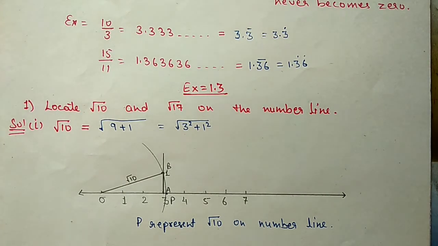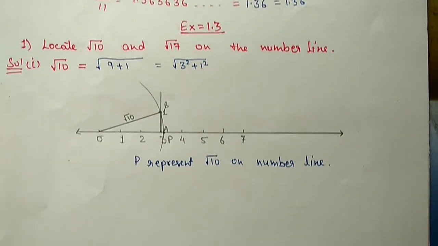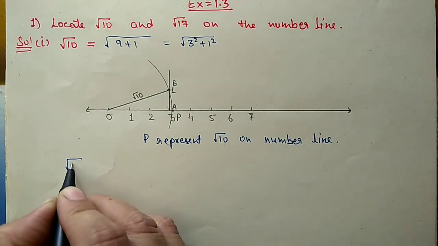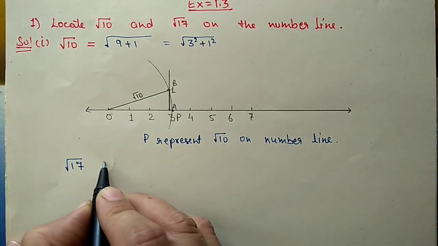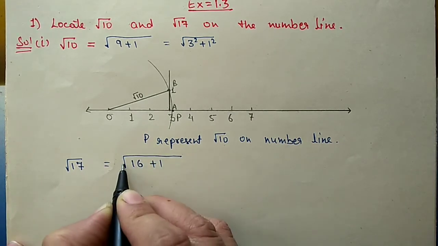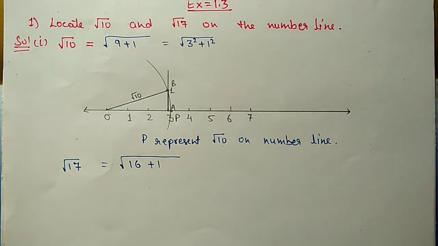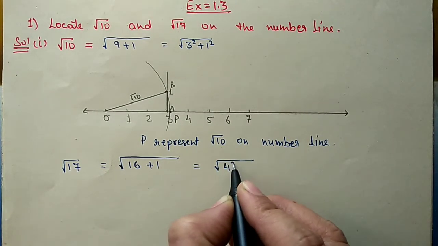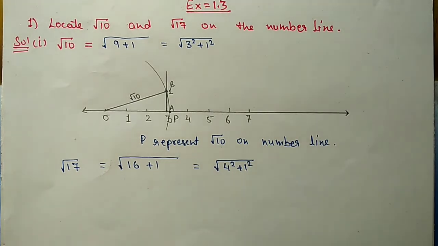Second part, we have to represent root 17 on the number line. For that we will do the same thing. First of all, we have to split 17 as the sum of square numbers. So 17 we can write as 16 plus 1. 16 is a perfect square and 1 also is a perfect square. And 16 we can write as 4 square and 1 we can write as 1 square.